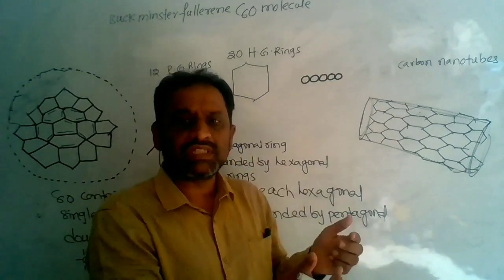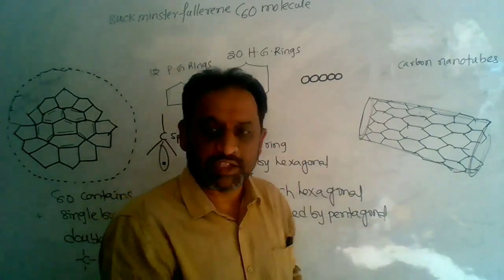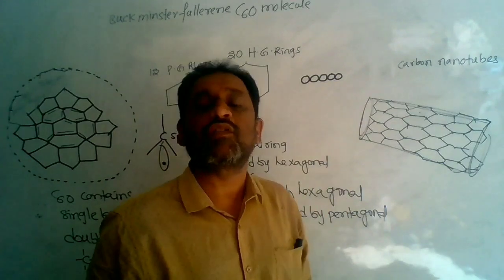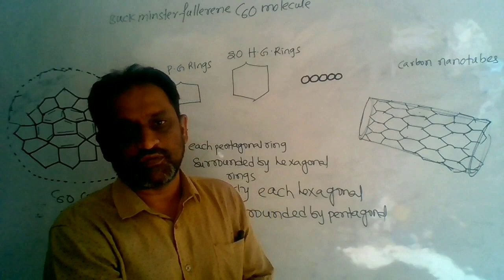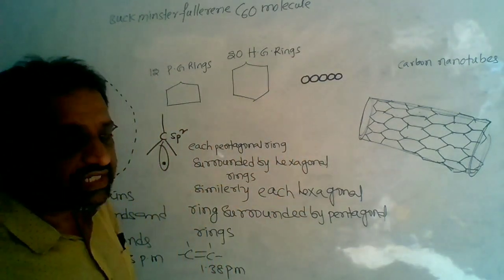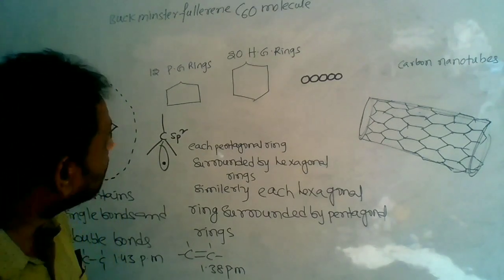Now amorphous means disorder arrangement, not perfect arrangement. Disorder arrangement of constituent particles takes place in amorphous allotropic form. Today we are going to discuss Buckminster fullerene C60 molecules.